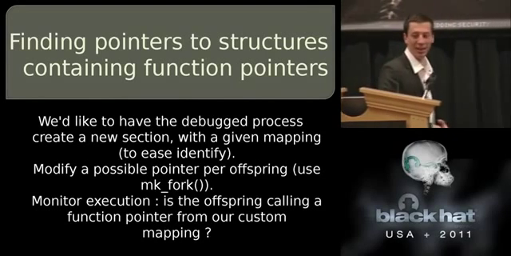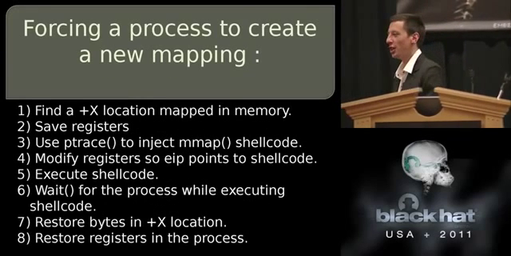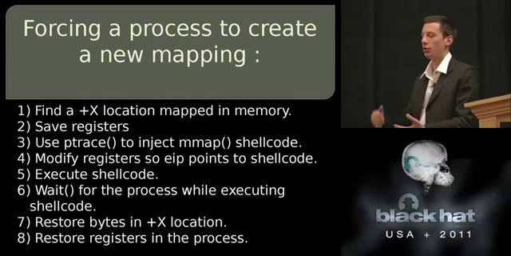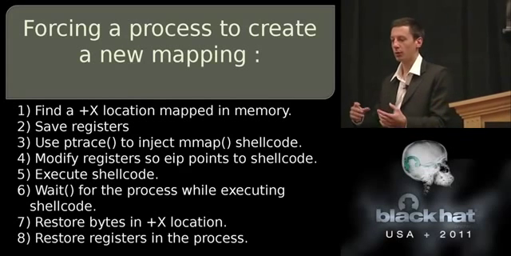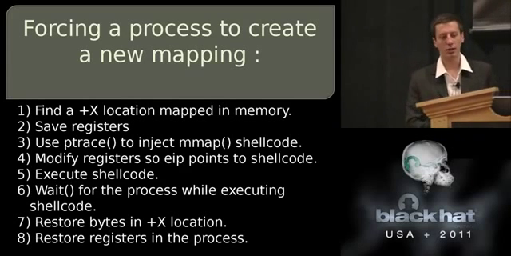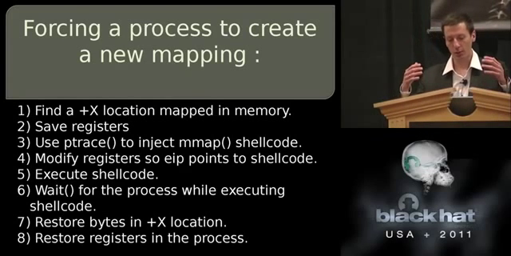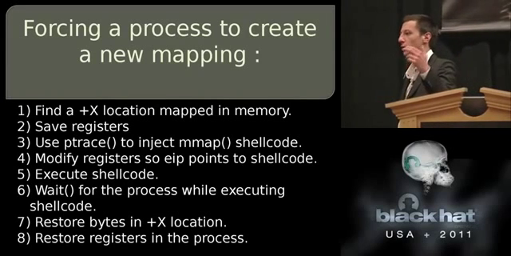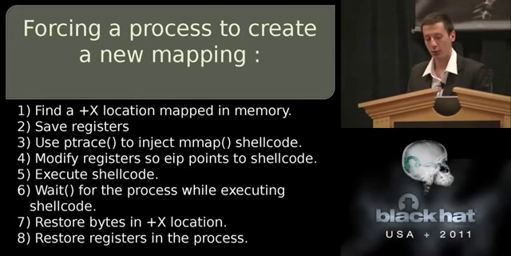So basically, we need to create a new mapping inside the application. To do that, we use a small shellcode inside the original process. It's basically just a call to mmap. So it creates a new mapping. And this new mapping, we give it a padding which is easy to recognize, like 010101, 020202, something like that. Something you can later on rediscover.